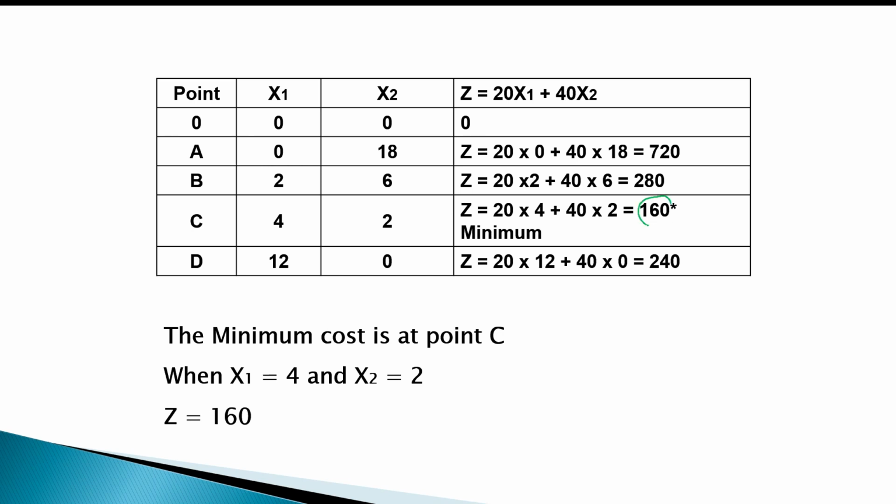So this is the minimum. The minimum value of z, which is 160, happens when x1 is 4 and x2 is 2. So the minimum cost is at point C, when x1 is 4, x2 is 2, where z is 160. This is using the graphical approach. In the next video, we are going to solve the same problem using duality. With this, thank you for your attention.